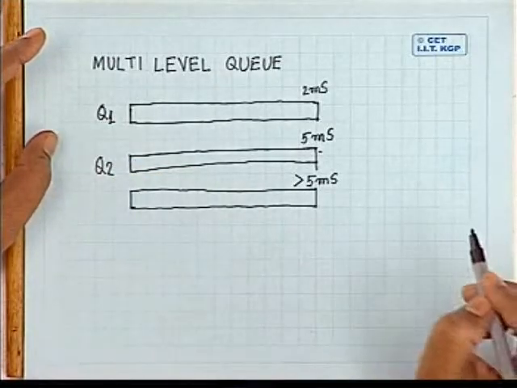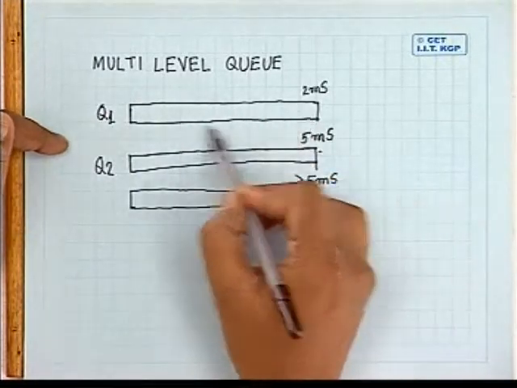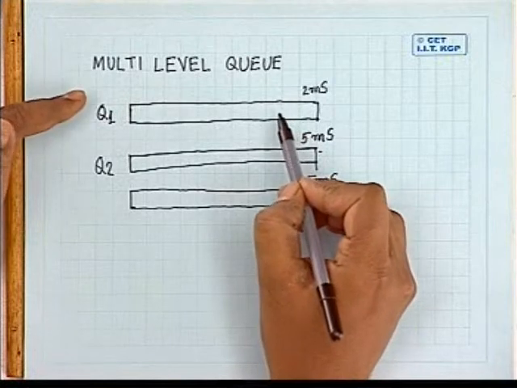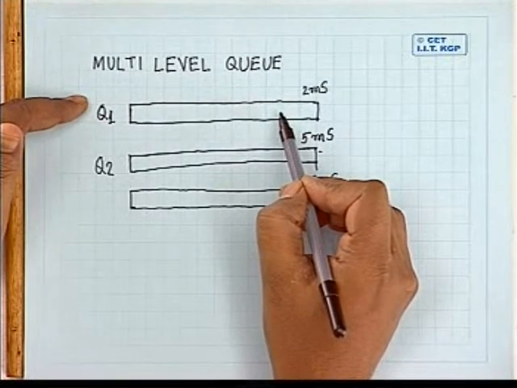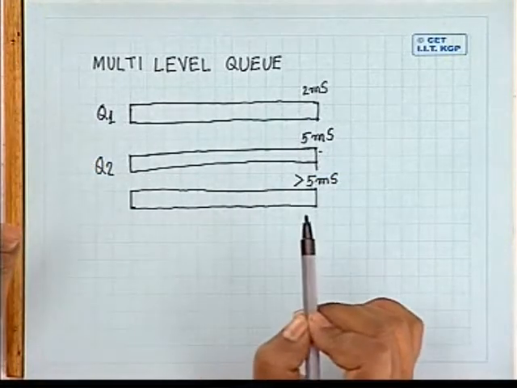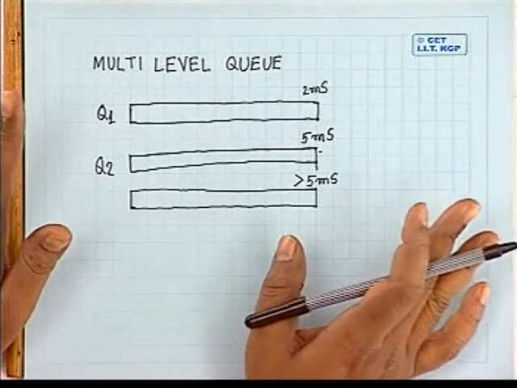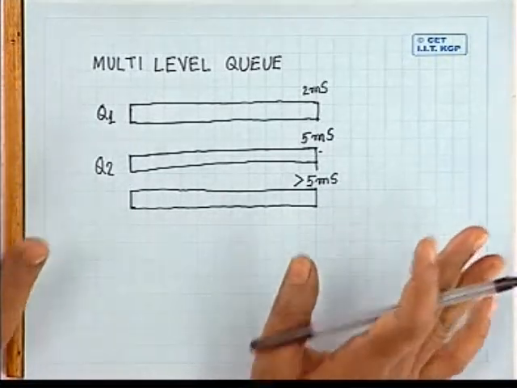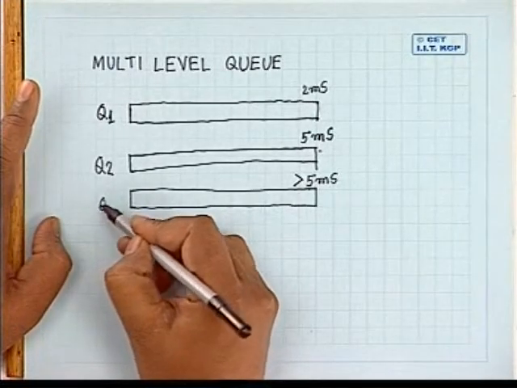In Q2, the CPU bursts are moderately short. They are not as short as the jobs in Q1, but the CPU time requirement is greater than that of those jobs. So I put those jobs in Q2. And all the jobs which are strictly CPU bound, that means every CPU burst is greater than 5 milliseconds, I put them in queue number 3.